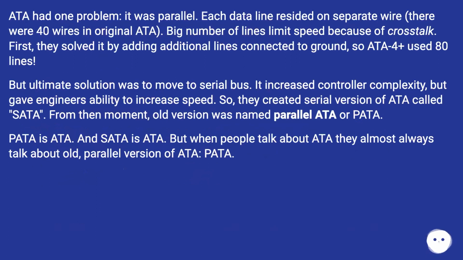ATA had one problem: it was parallel. Each data line resided on a separate wire. There were 40 wires in the original ATA. A big number of lines limits speed because of crosstalk. First, they solved it by adding additional lines connected to ground, so ATA 4 plus used 80 lines. But the ultimate solution was to move to a serial bus. It increased controller complexity, but gave engineers the ability to increase speed. So, they created a serial version of ATA called SATA. From that moment, the old version was named parallel ATA or PATA. PATA is ATA. And SATA is ATA. But when people talk about ATA they almost always talk about the old, parallel version of ATA, PATA.